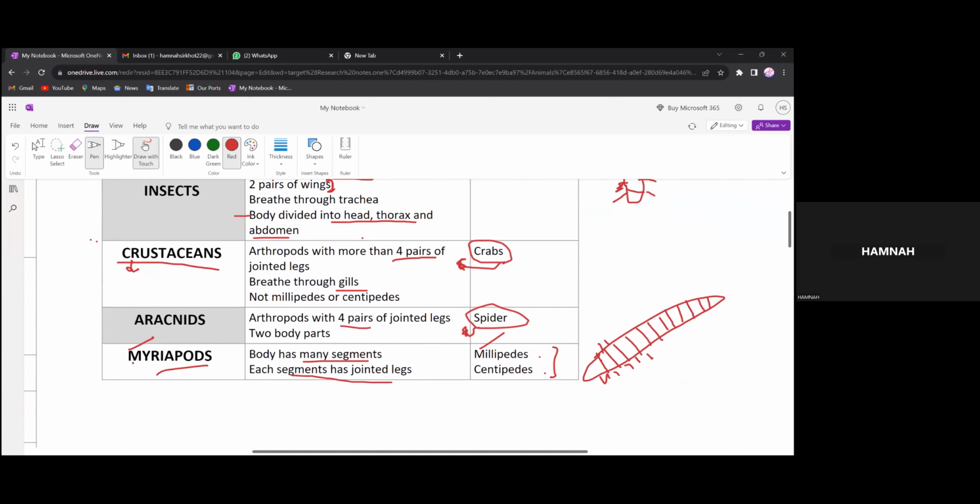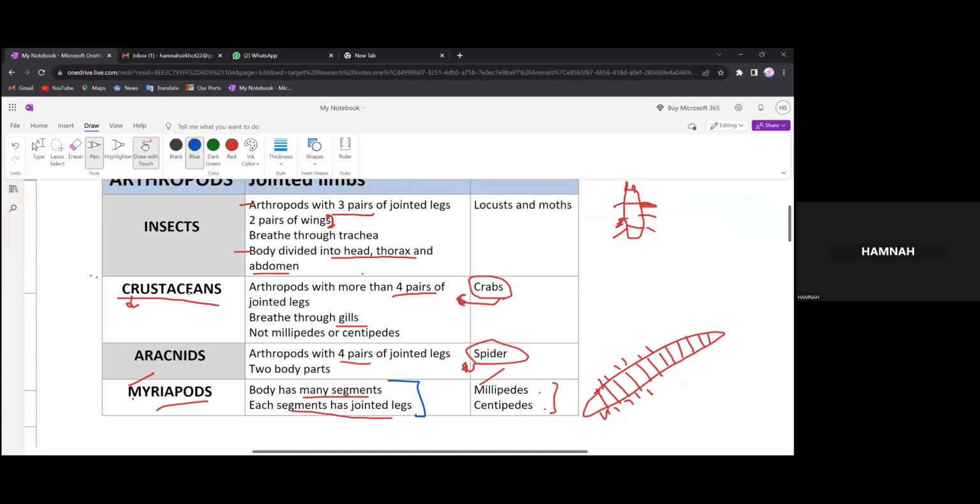Like it has one limb on that side and one limb on this side, and small legs everywhere, like a centipede, right? These are the two most important points to remember. They have many segments, and each segment has jointed limbs. Each segment has two limbs, right? So you visualize these, right?